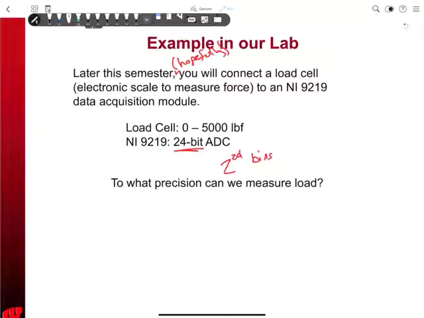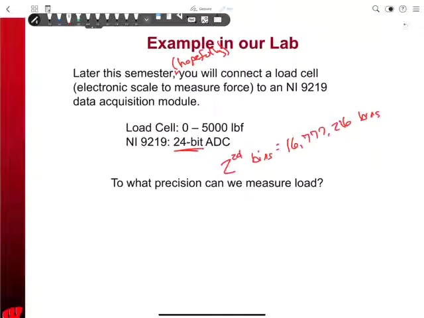My wardrobe only has 2 to the 3rd bins. This converter has 2 to the 24th, which equals what is it? I think it's around 16 million. Yeah, that's 16,777,216 bins. Wow, that's a lot of bins.